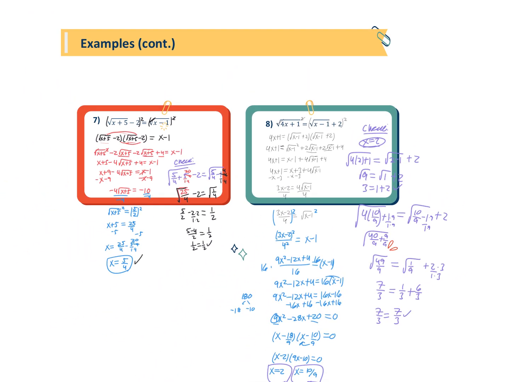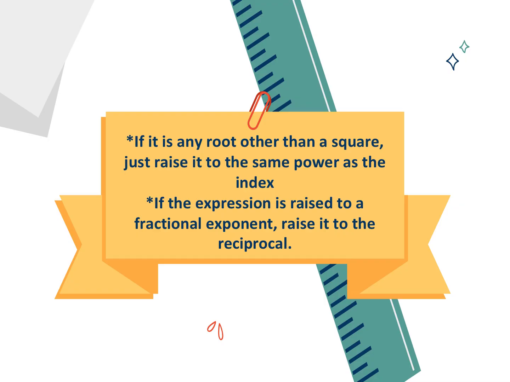Let me zoom out. All right, and now other kinds of radicals that you might see are maybe cube roots, fourth roots, fifth roots, right? Things like that. If it's any other root that's not a square, you just raise both sides to the same power as the index, right? So it would be the exact same process, but let's say I had the cube root of x equals 2. I just have to cube both sides, right? And then I get x equals 8. All right, something like that, right? That's a very simple example, right?